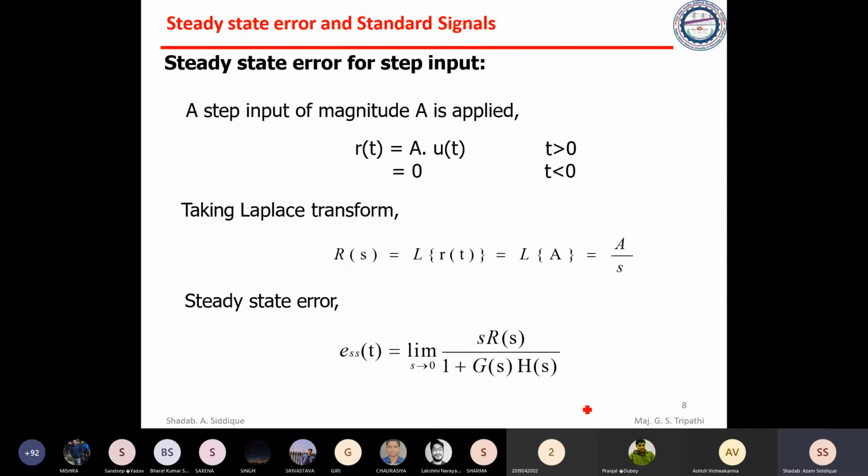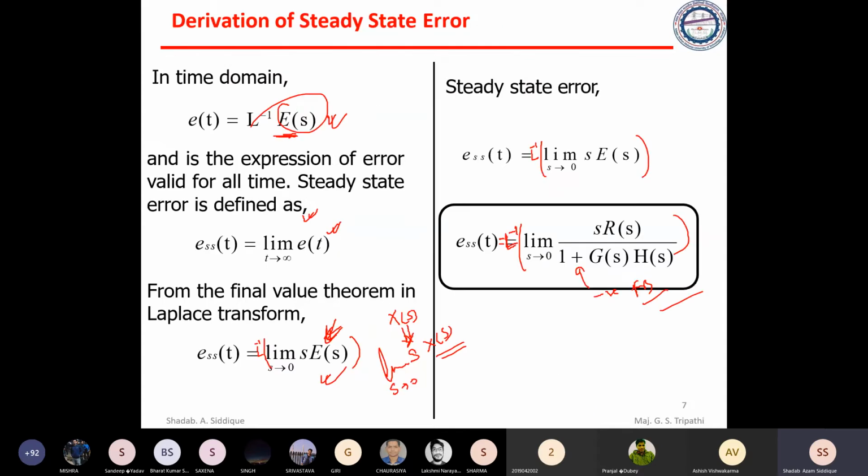Now, steady state error for step input. Now we have a step input. The formula says R(s) here. So what is R(s)? R(s) is the input which is applied here. So now we will try to check for different inputs how the e_ss looks like.